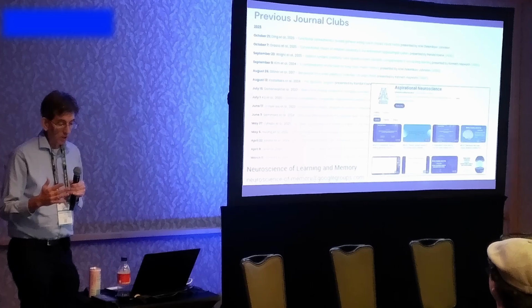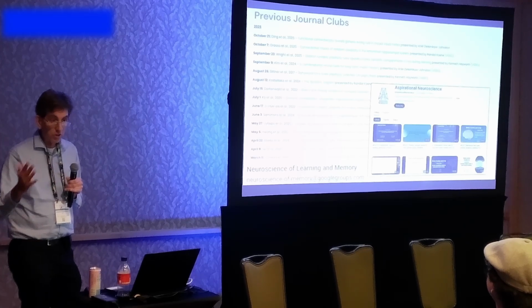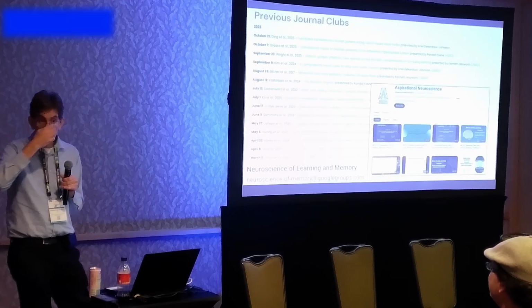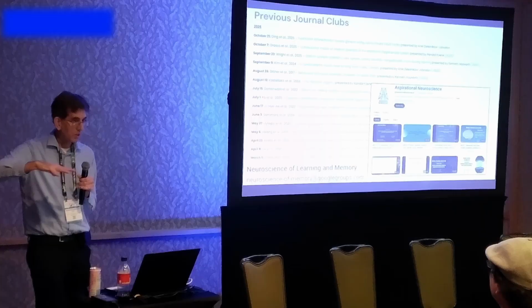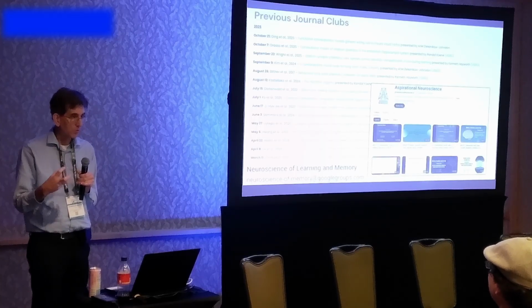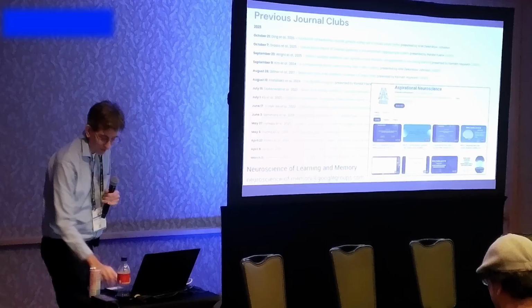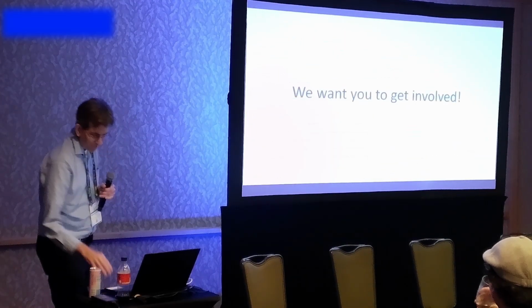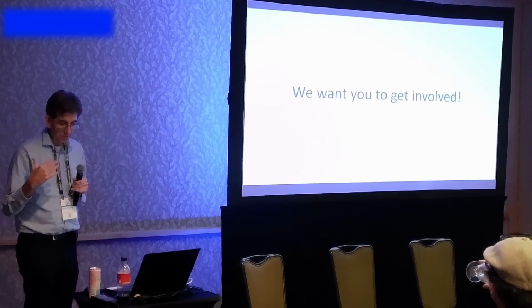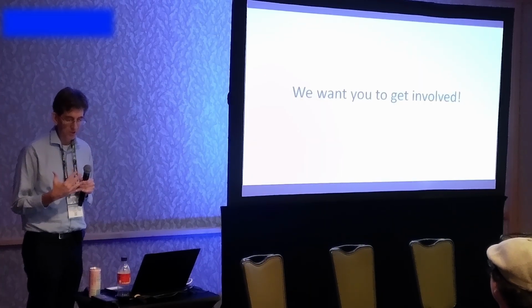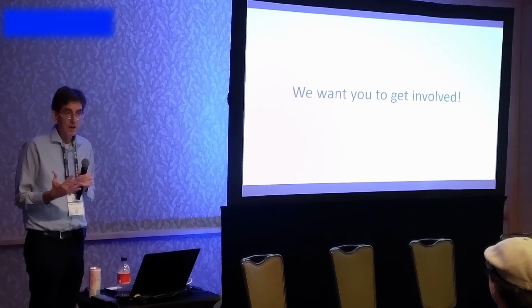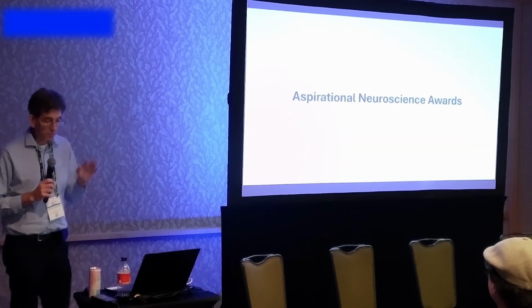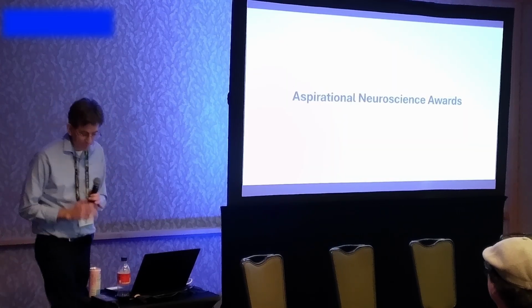We also run a bi-weekly journal club with a large but unfortunately not too active email discussion group. I want to invite anybody that really wants to dig into the literature, because we need help. We need experts to keep on top of the latest research. We frankly would also like people with deep expertise in the field to help with nominating the right types of papers and judging those. Okay, so let's move on to this year's Aspirational Neuroscience Awards.